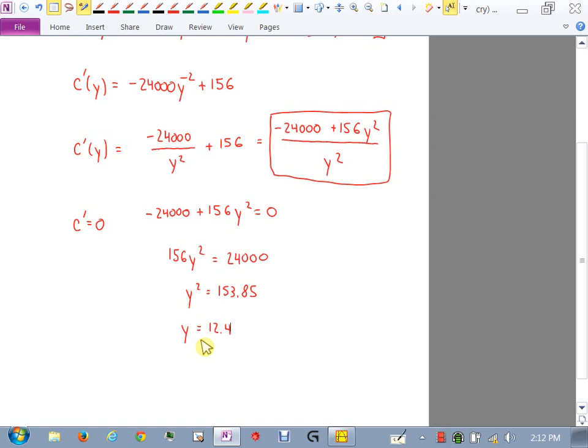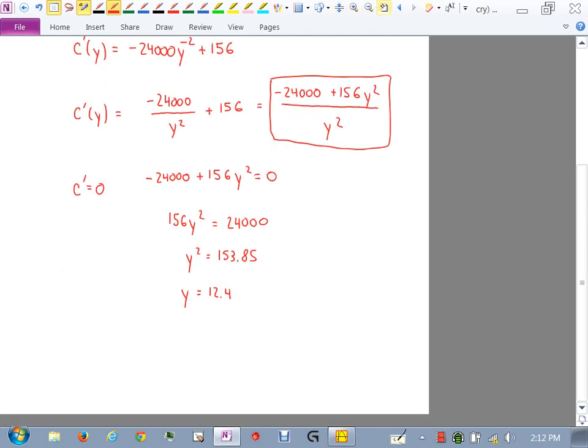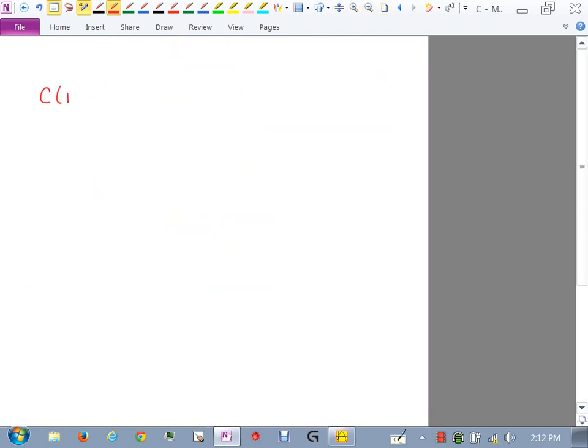And now what I need to do is plug that in to the original function and plug in the endpoints. So I want C, I want to plug in the endpoints and that point. I'm going to go to a new page. I want C of 1, C of 12.4, and then what was the other endpoint? 400.